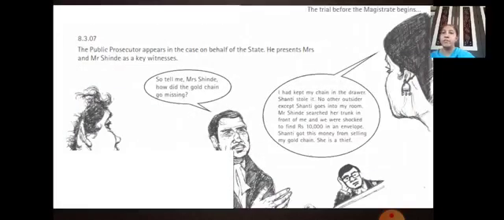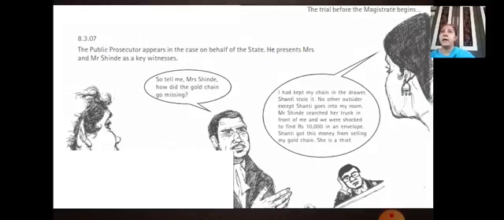So on 8th of March, the public prosecutor appears in the case on behalf of the state. He presents Mrs. and Mr. Shinde as key witnesses. Now that started here. So tell me, Mrs. Shinde, how did the gold chain go missing?